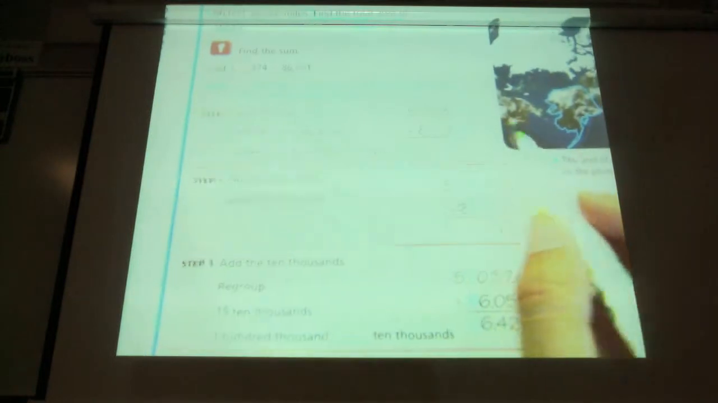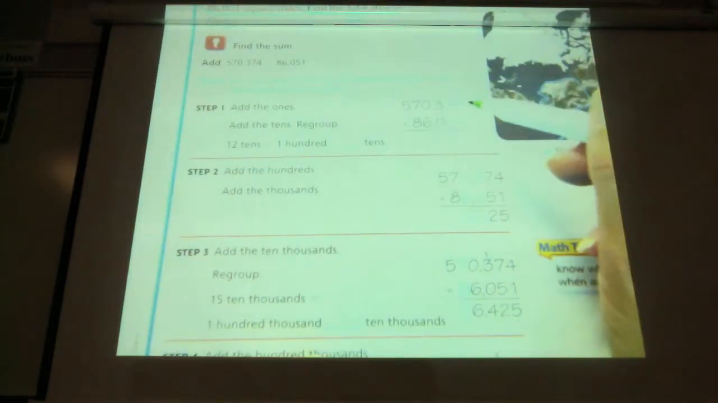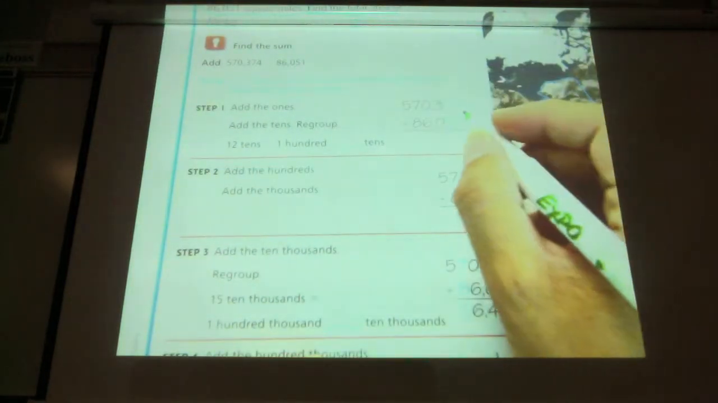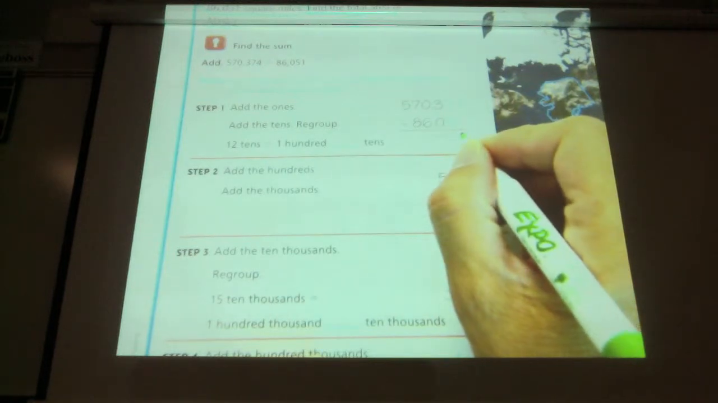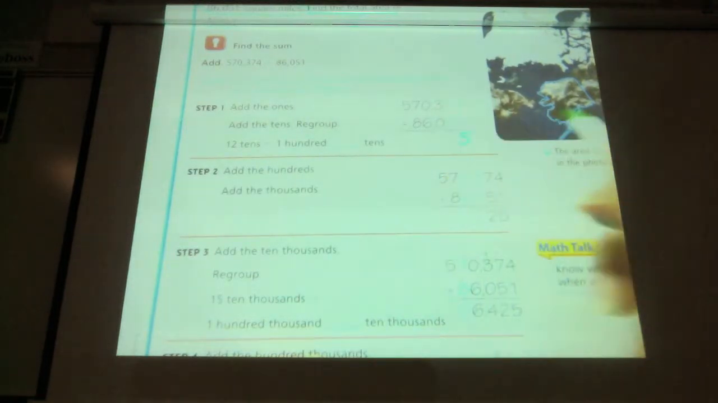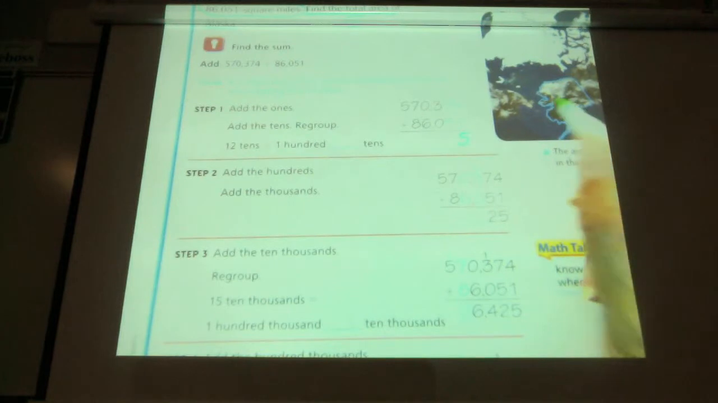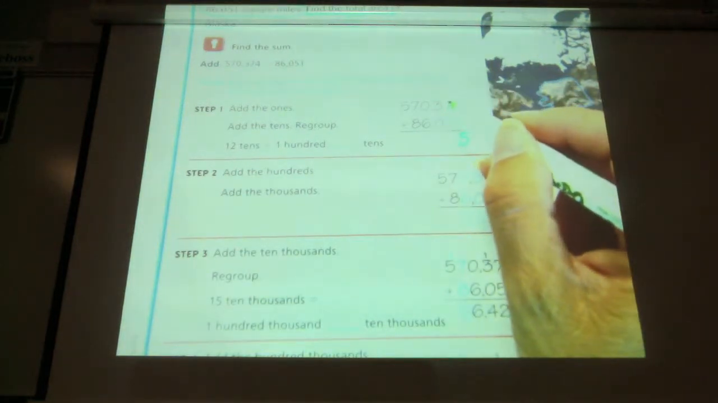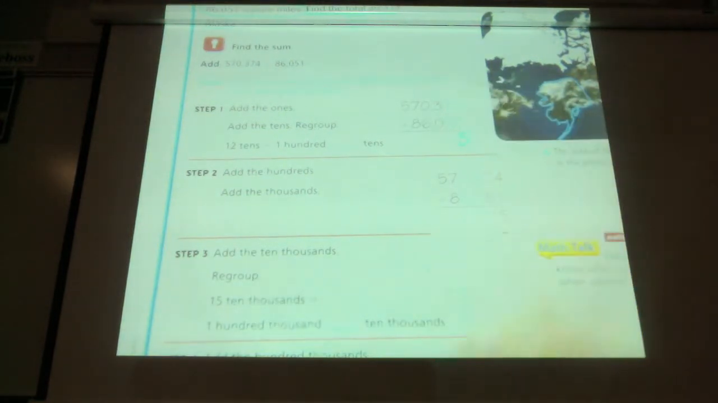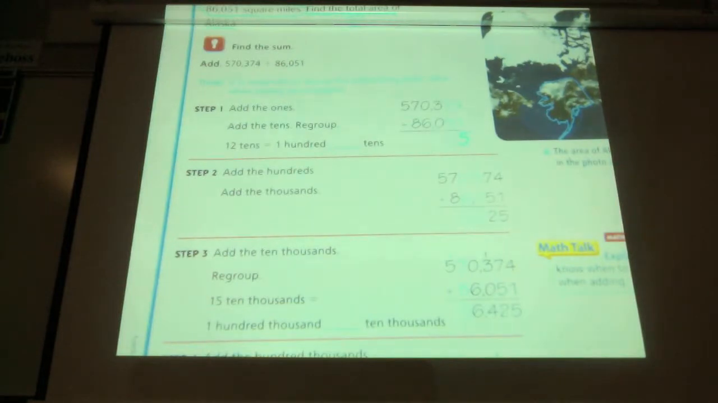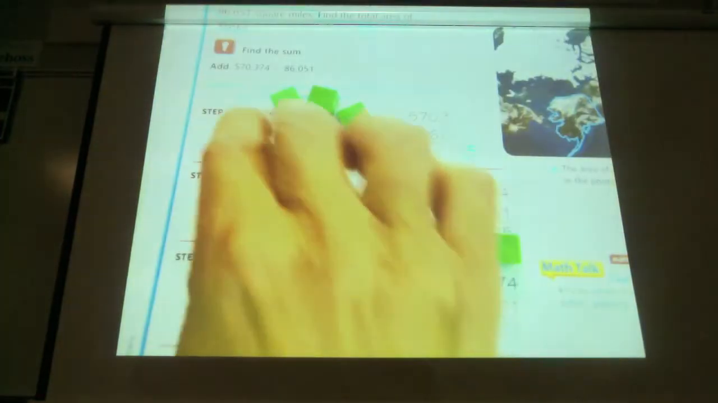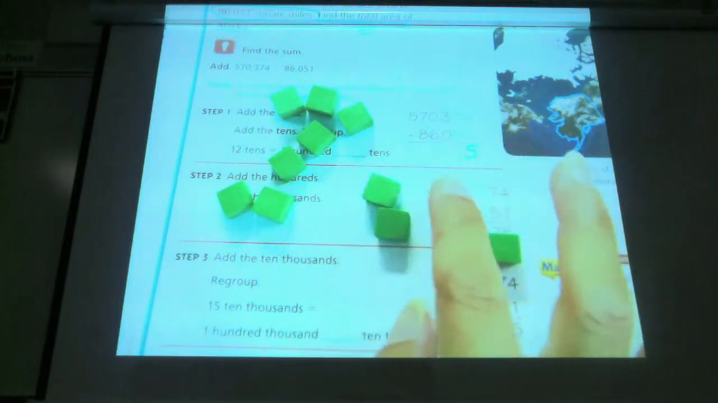All right, so first we're going to add the ones. So adding the ones. 4 plus 1 is? 5. So we have 5 ones. And we're going to add the tens. The tens we have 7 plus 5. What is 7 plus 5? 12. 2, 4, 6, 7, 1, 2, 3, 4, 5.